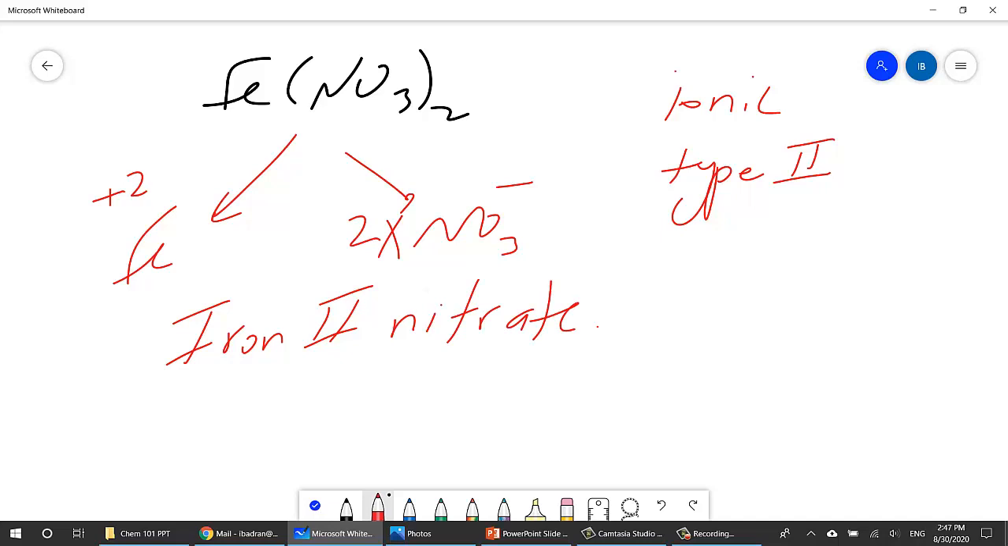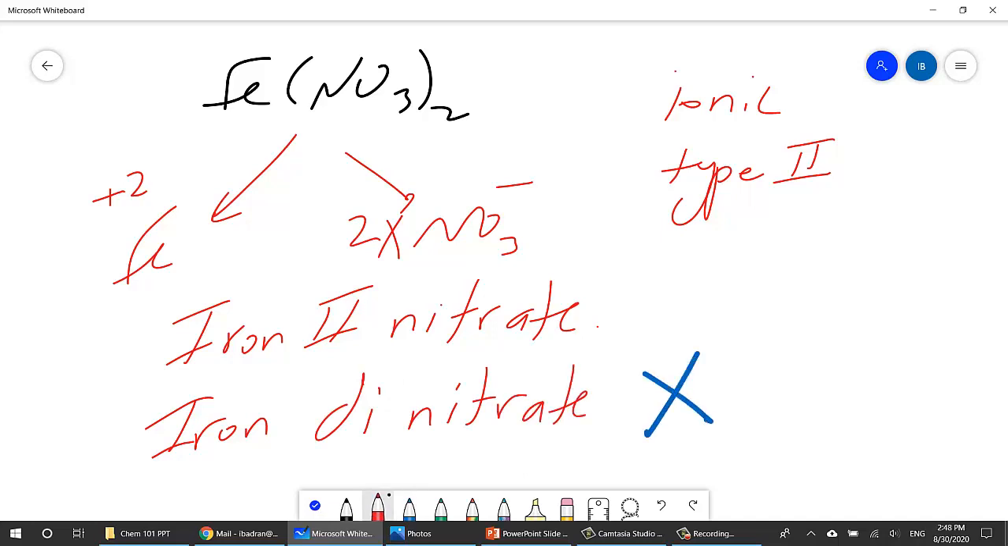I like to brainstorm things, and I just want to show you why. Some people will say, okay, this might be iron dinitrate. Of course, this name is wrong. The reason for that: first, this is a type 2 ionic compound. We have to use Roman numerals to refer to the oxidation number of the metal. The second reason, we don't use di and tri. The other reason, there is no system that says you have to name it like that. So you have to stick with the system.